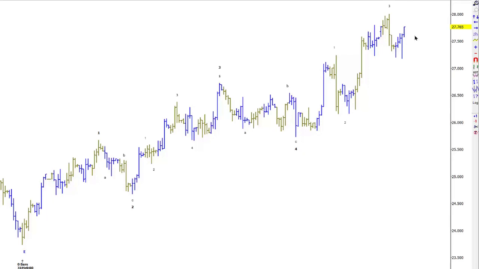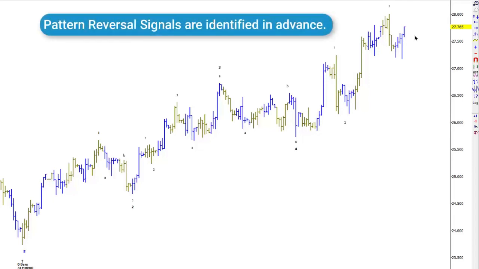Now, I'm not saying that every market breaks down into these almost ideal subdivisions as silver is doing right now, but wouldn't it behoove you to recognize if a market is, and recognize what that means for the trend and the potential end of the trend, so that in advance you can identify the pattern reversal signal that will complete that trend, and you can use that information for specific trade strategies.